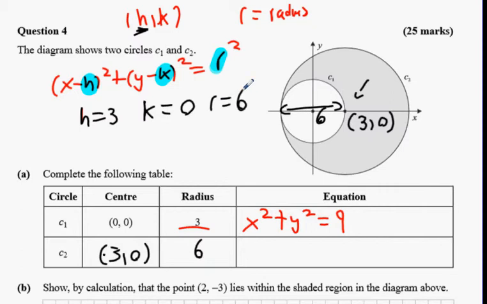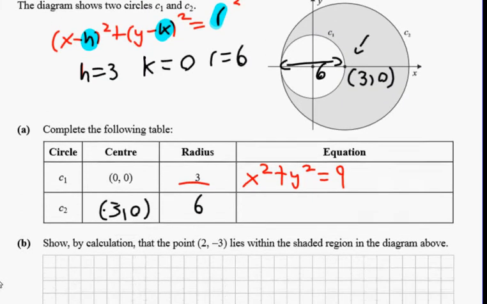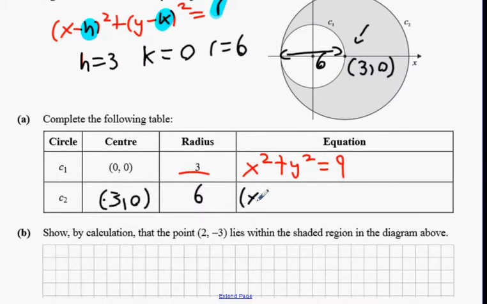Use your formula, okay? So when we use that formula, what we're going to get is x minus 3 squared plus y squared equals 6 squared, which is 36. Everybody happy enough with that?